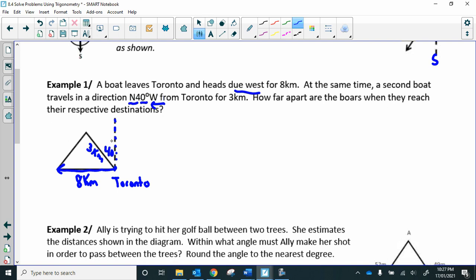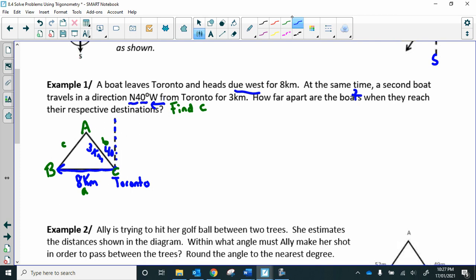How far apart are the boats when they reach their respective destinations? So what we're actually trying to find is this value here. Now let's label our triangle. We can have A, B, C. So we're trying to find little c. We're trying to find that distance there. So find little c. That's our goal. This would be little a, little b.